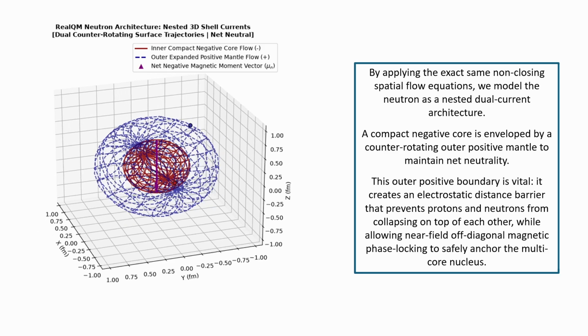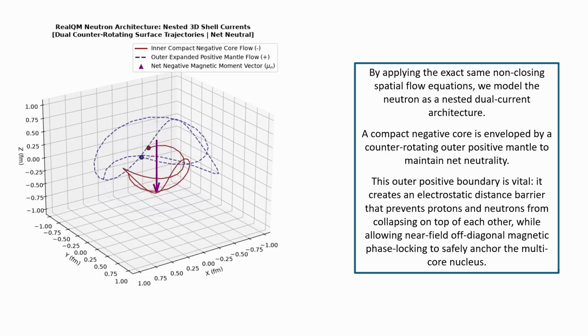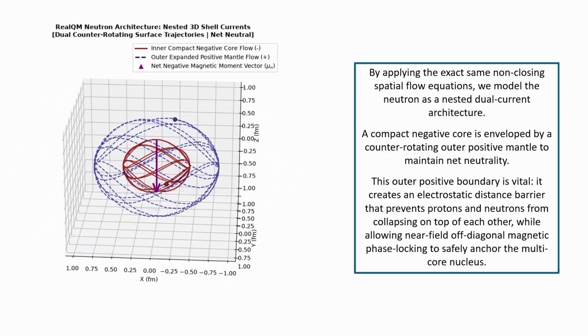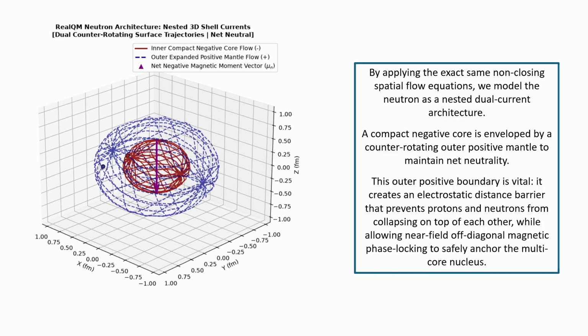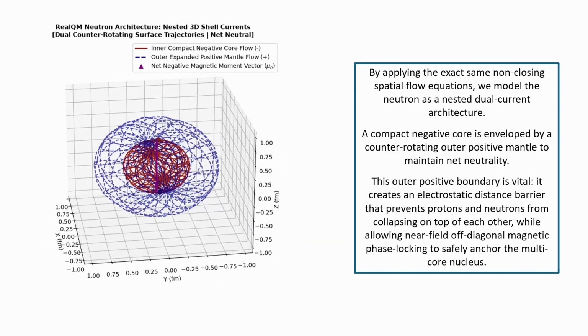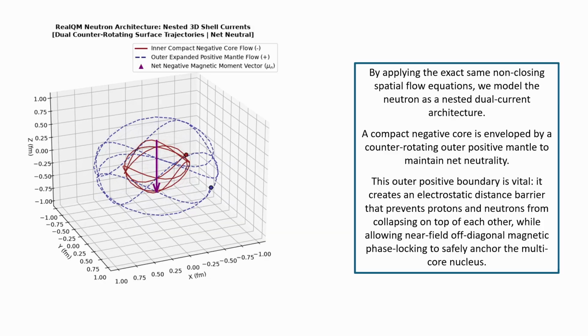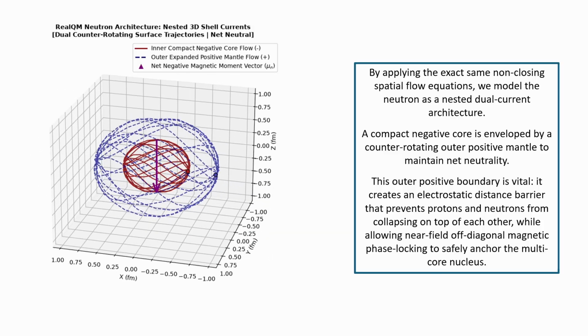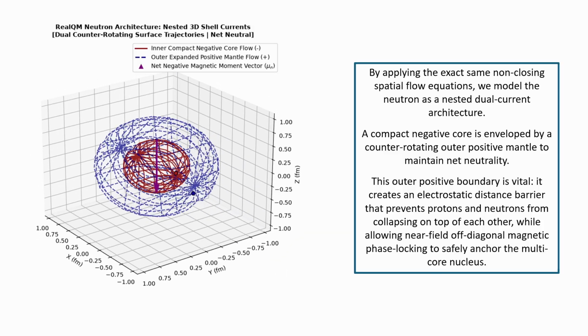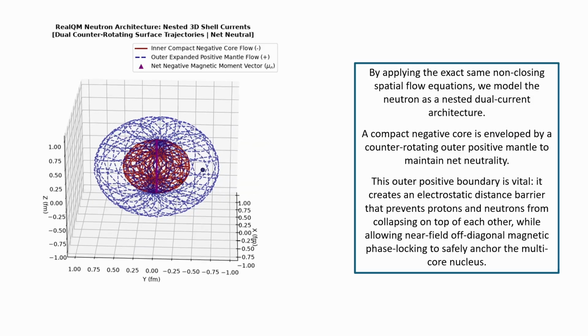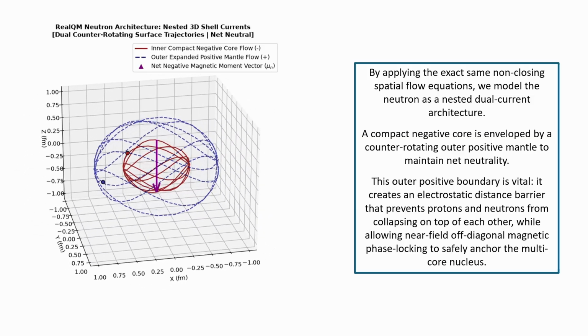So it maintains net neutrality, and it's vital that the negative shell is inside a positive one, because that creates an electrostatic distance barrier in our model that prevents protons and neutrons basically from collapsing on top of each other. If we have the negative shell outside, then there would be a very strong attraction.